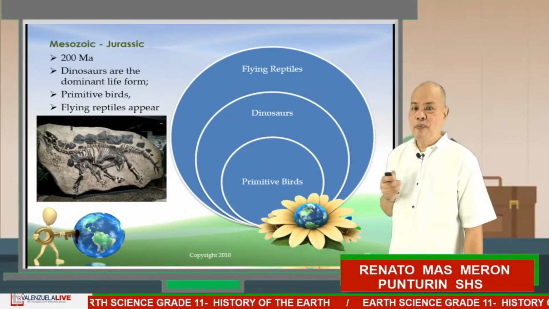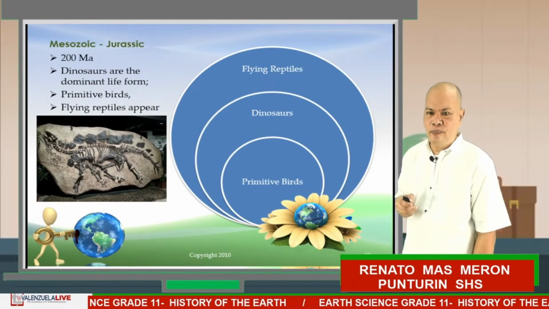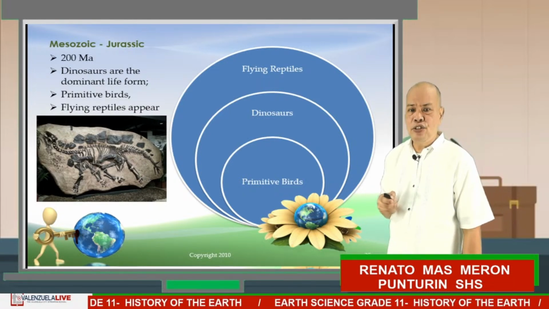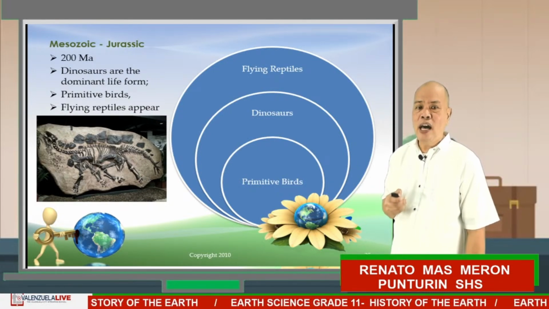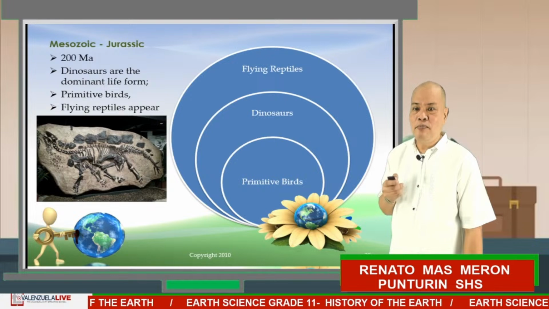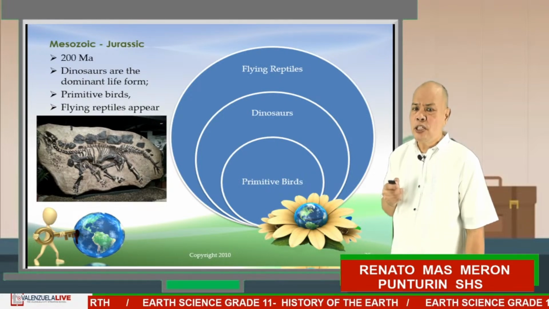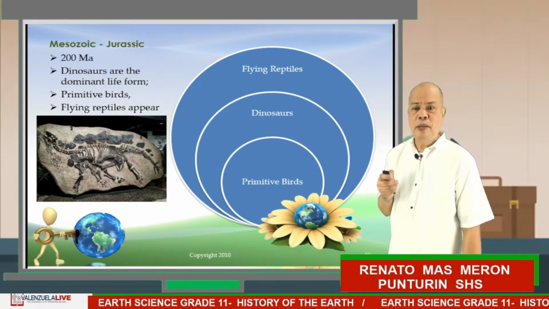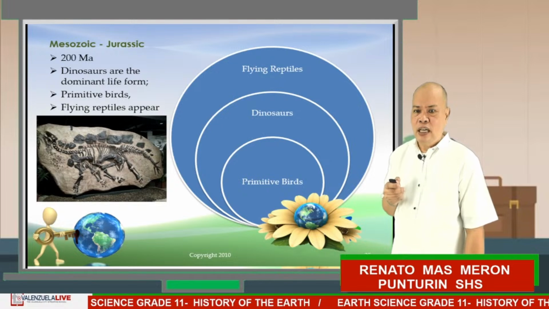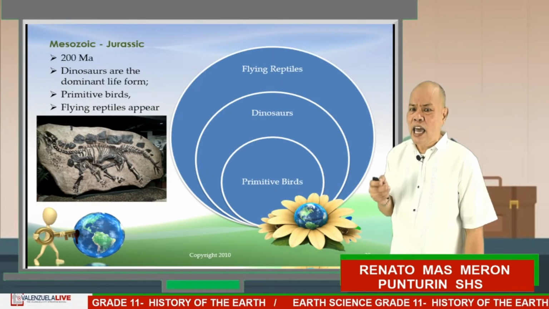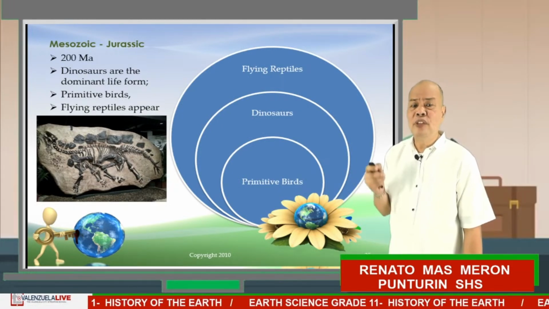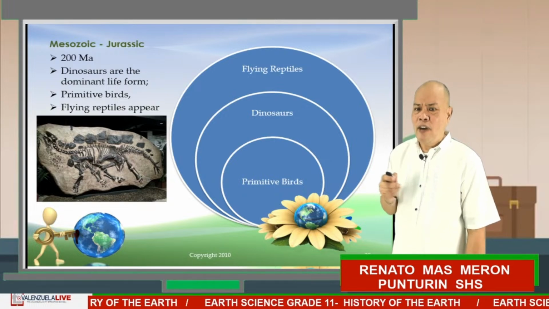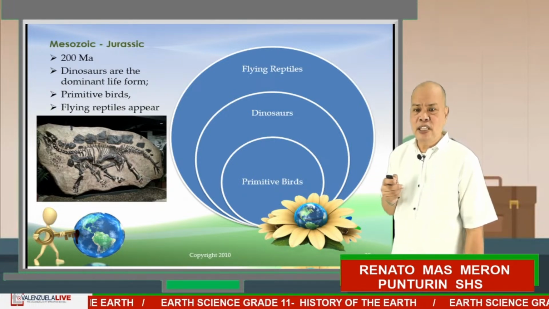Next to the Triassic period was the Jurassic period. In the Jurassic period during the Mesozoic era, in 200 megaannum or 200 million years ago, these were the visible things on Earth. Primitive birds were present. Dinosaurs were a dominant life form, which means plenty of dinosaurs on Earth. Flying reptiles also appeared during this time.